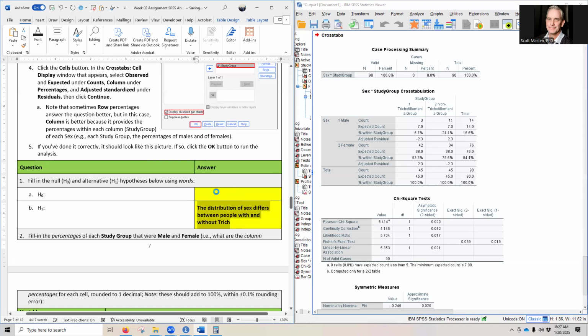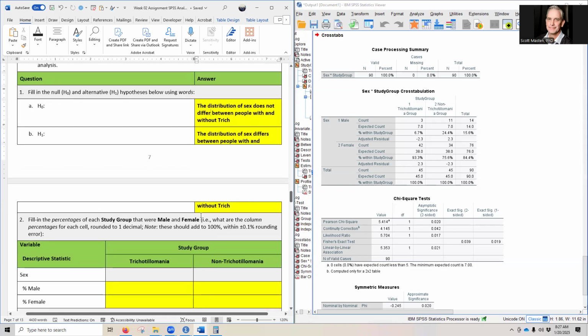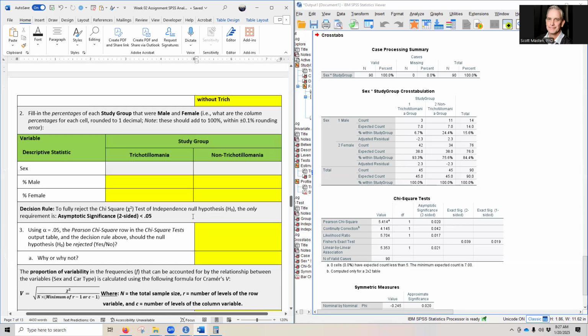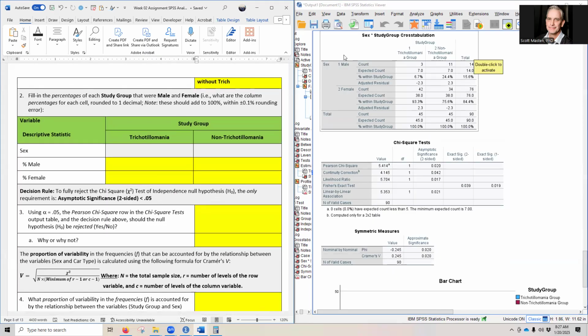I'm going to save a little bit of time, paste this up there, and say does not differ between people with and without trich. There's our hypotheses. So then we've got to fill in some percentages here. Those come from this table up here.